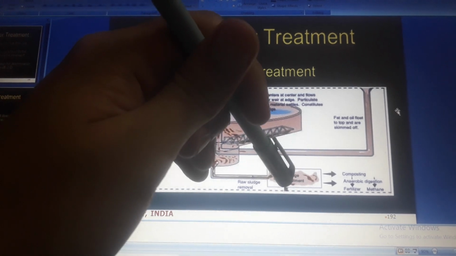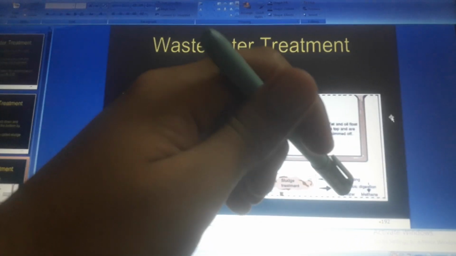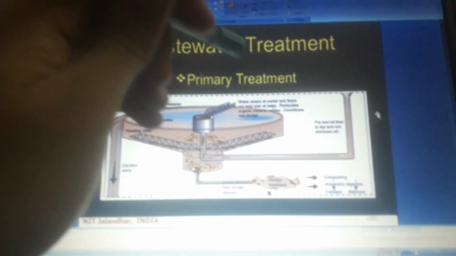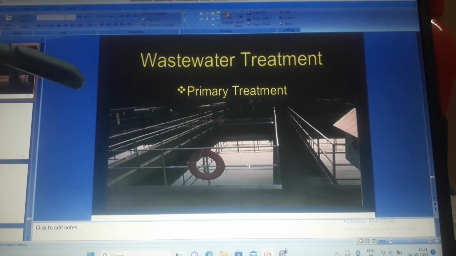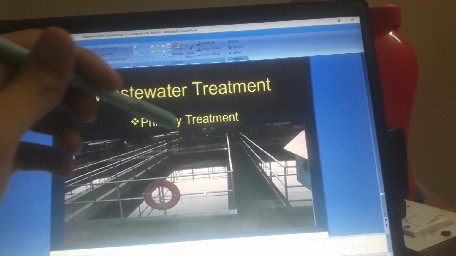This is sludge treatment. This is composting. Composting leads to anaerobic digestion, anaerobic digestion to fertilizer, and anaerobic digestion to methane. This is the primary treatment.